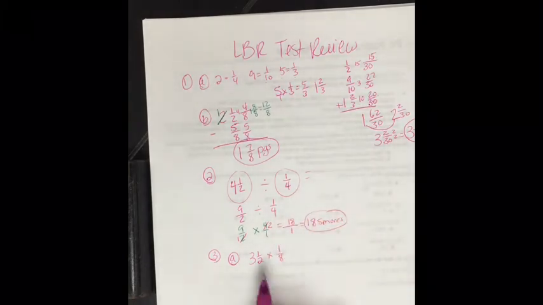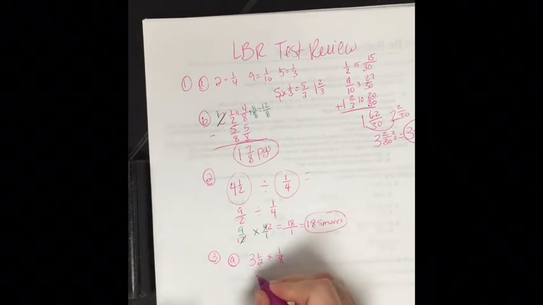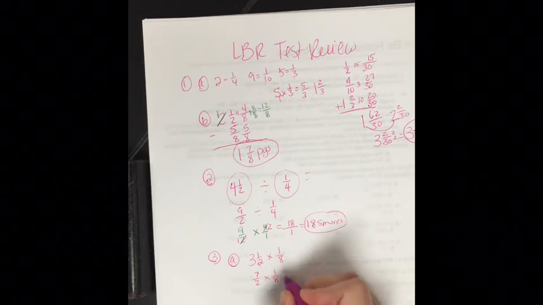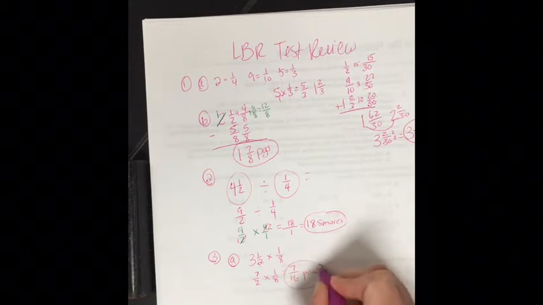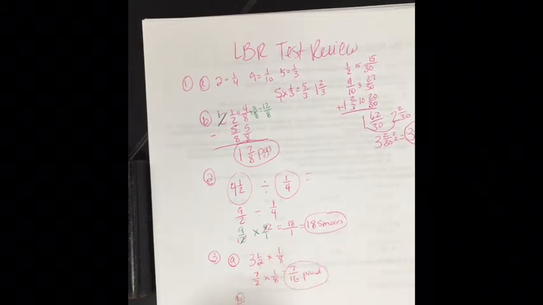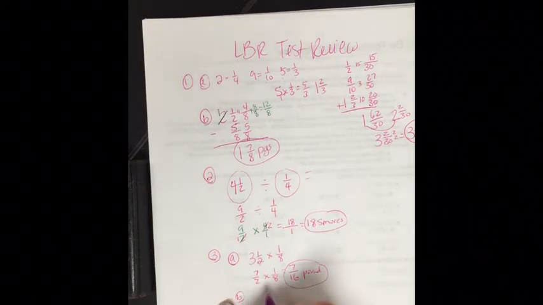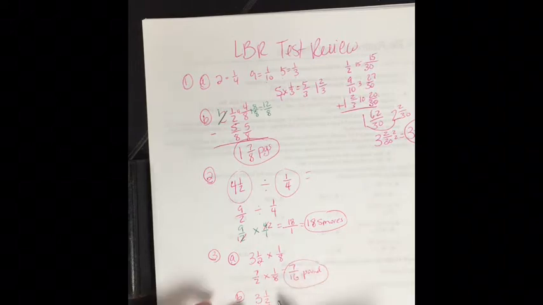Before we do this, we have to change this to an improper fraction. 3 times 2 is 6, plus 1 is 7 over 2 times 1/8. I can't reduce, so I will end up with 7/16 of a pound. B asks how many pecans were left. Well, if I started off with 3 1/2 and I ate 7/16, I will have to take what I had and subtract what I ate.